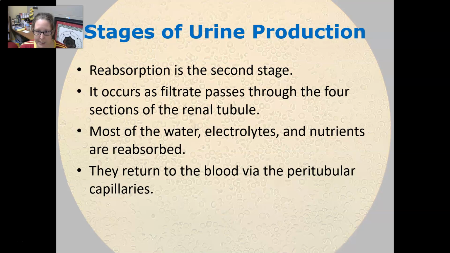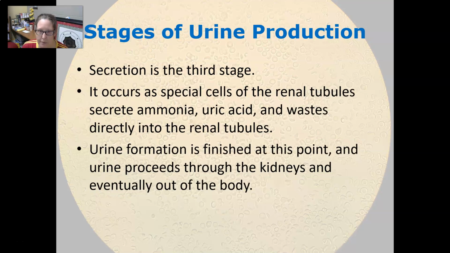So reabsorption is the second stage. It occurs as the filtrate passes through the four sections of the renal tubule, which were the distal convoluted tubule, descending loop, ascending loop, and proximal convoluted tubule, and I just said them in the wrong order. So it's proximal convoluted tubule, descending loop, ascending loop, distal convoluted tubule. That is the right order, but those are the four components either way. Most of the water, electrolytes, and nutrients are going to be reabsorbed because they're valuable, and they return to the blood via the peritubular capillaries.